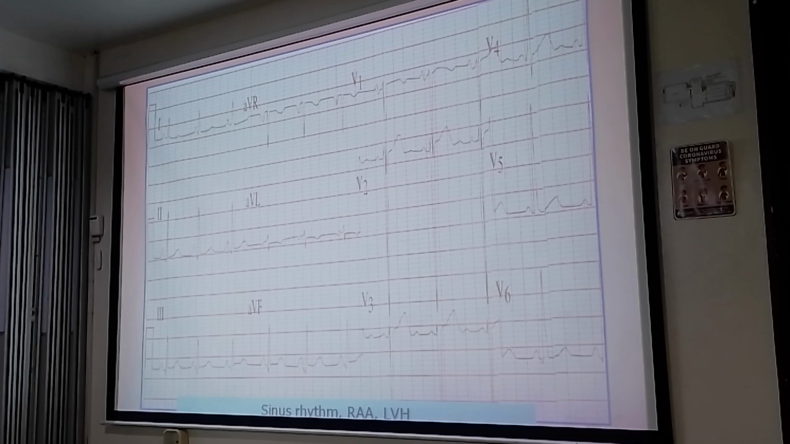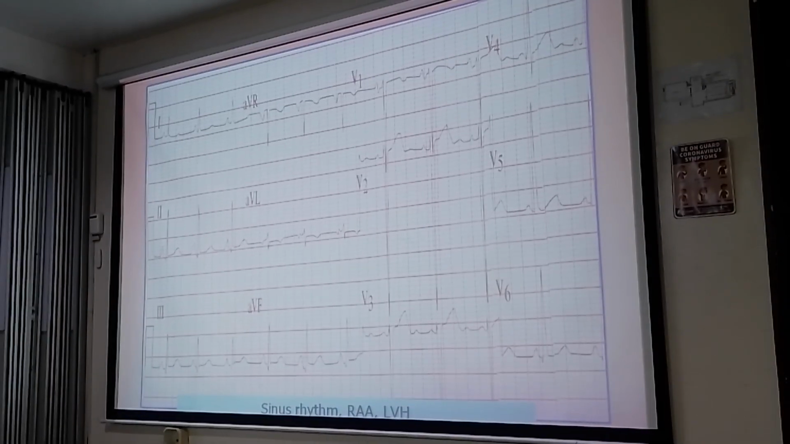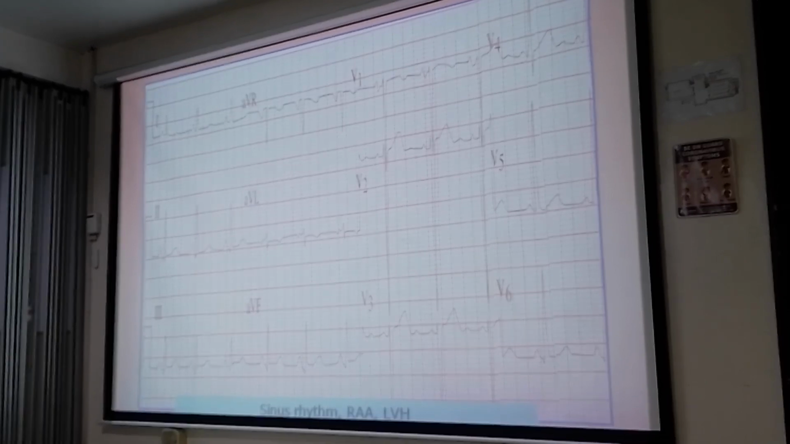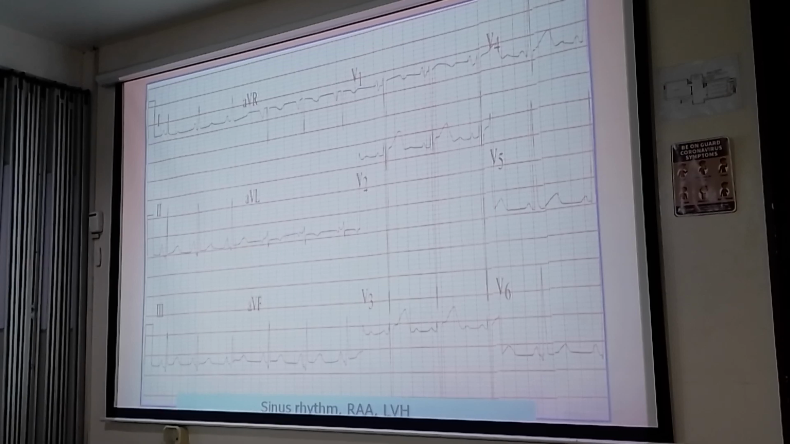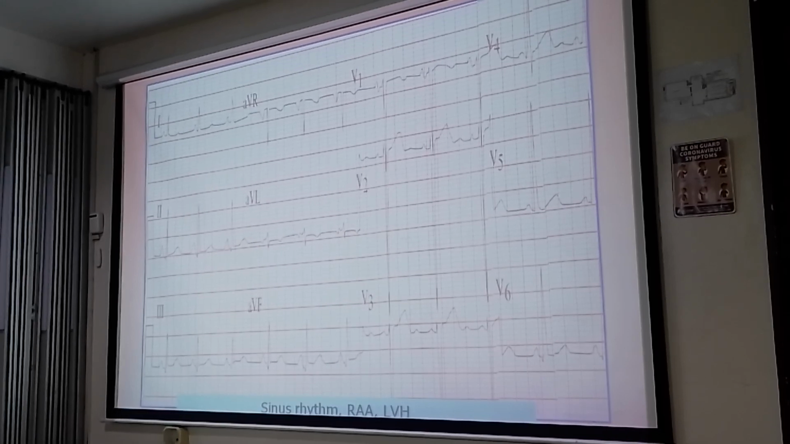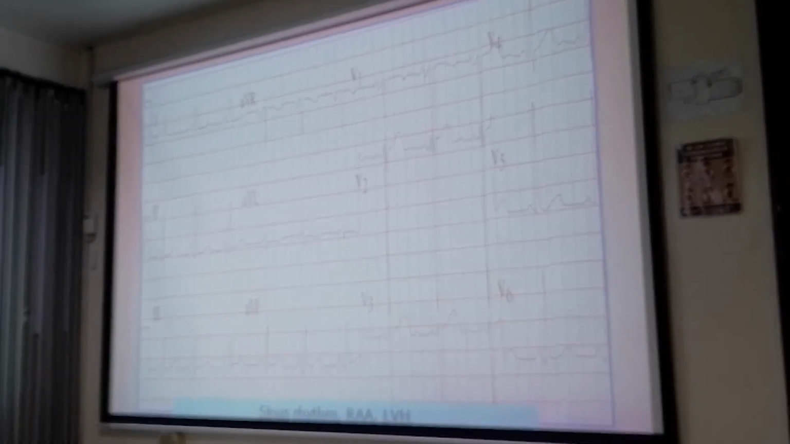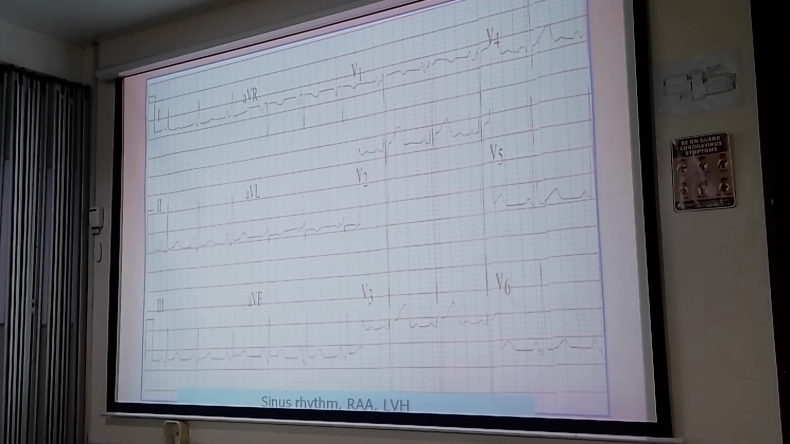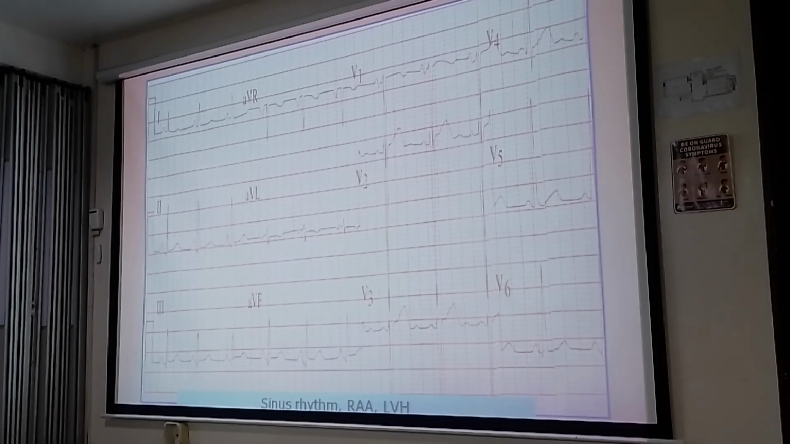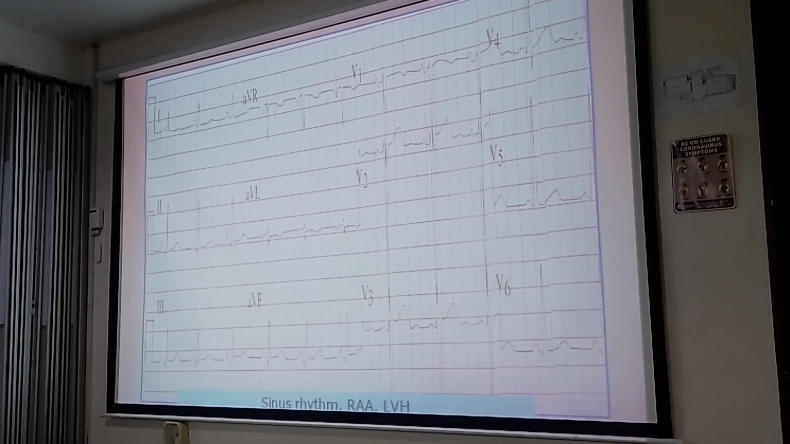Look at the calibration. Don't forget, when you're doing ECG, this one should be 10 mm. 1, 2, 3, 4, 5, 6, 7, 8, 9, 10. Should be 10. This is a normal calibration. If your technician fails to do the right calibration, they will just use 5 mm. You're actually underestimating the voltage. 5 mm, right, they got it.